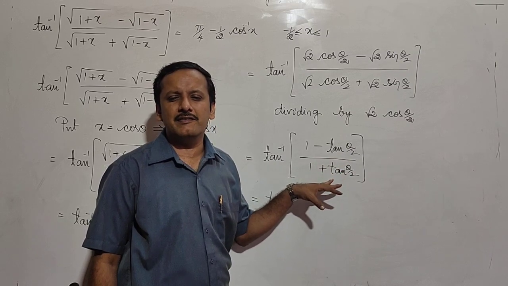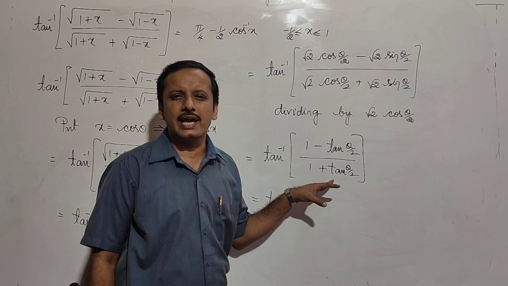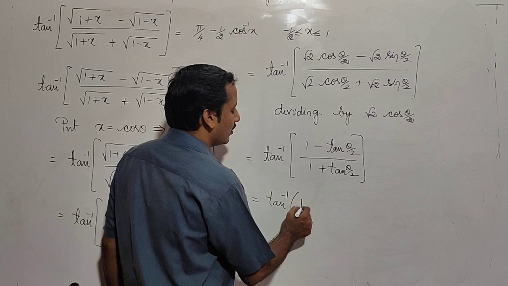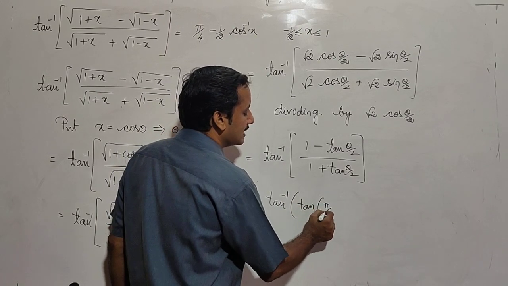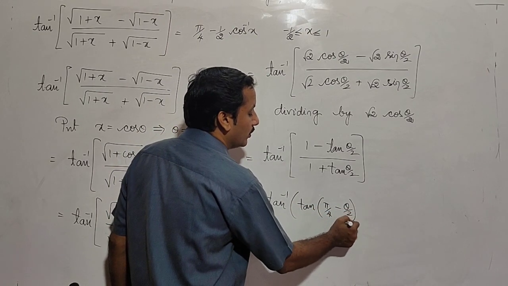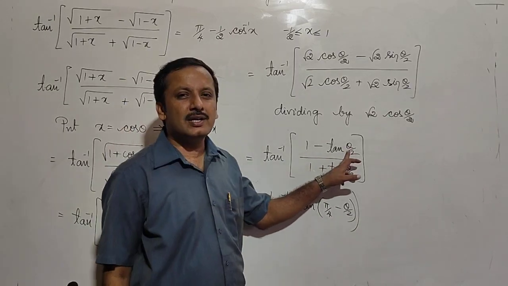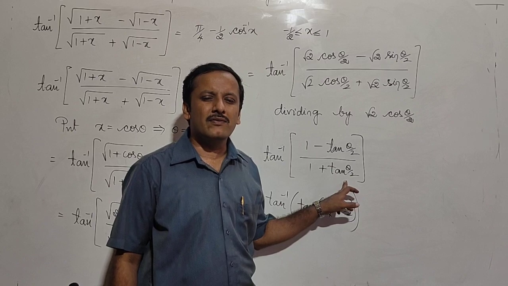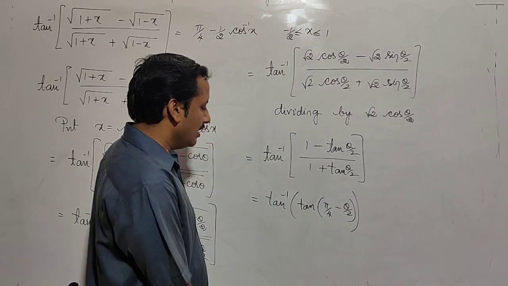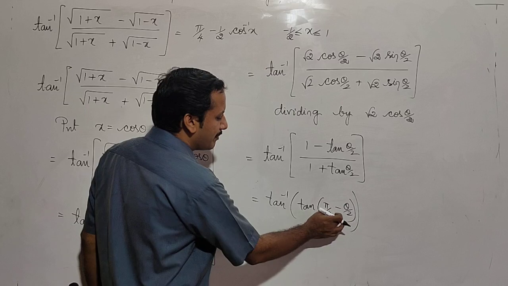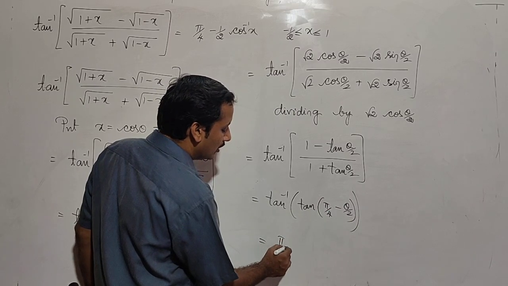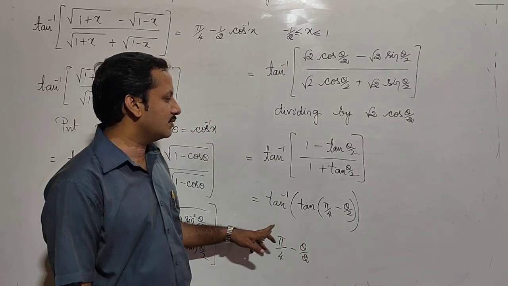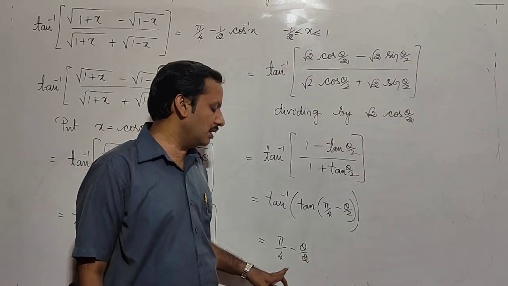1 minus tan A divided by 1 plus tan A is equal to tan of pi by 4 minus A. So this will become tan of pi by 4 minus, in place of A we have theta by 2: 1 minus tan theta by 2 divided by 1 plus tan theta by 2 is equal to tan of pi by 4 minus theta by 2. Now tan inverse of tan of pi by 4 minus theta by 2 is equal to pi by 4 minus theta by 2. As we know, tan inverse of tan y is equal to y.